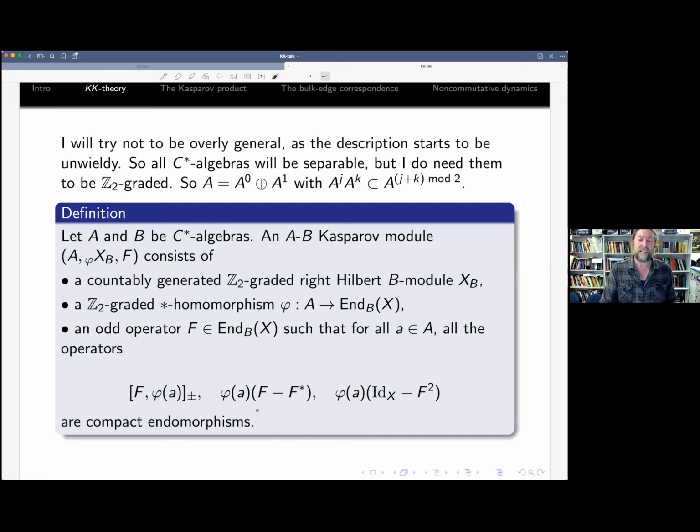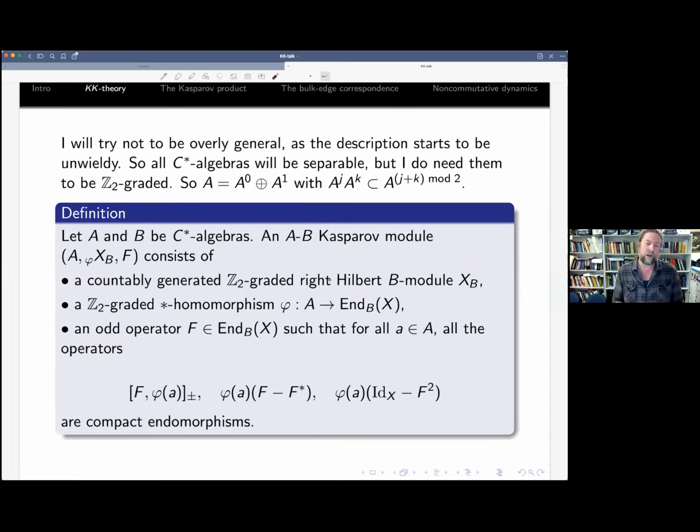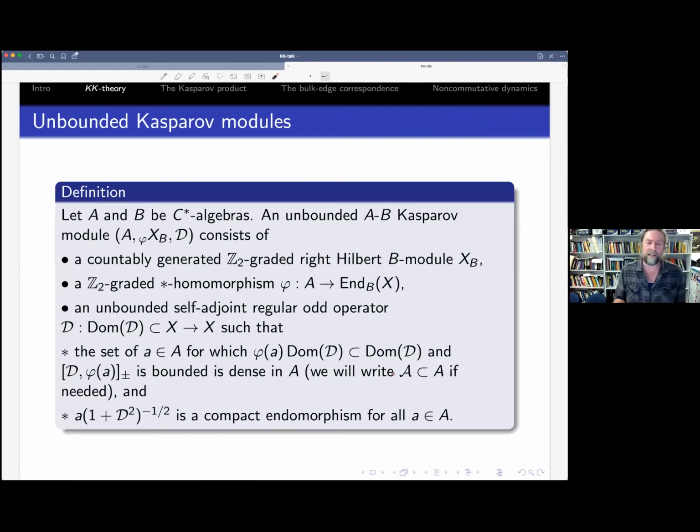Okay, so that's the bounded ones, and that's what you build KK-theory out of. The more geometric version is an unbounded Kasparov module. It starts off exactly the same. We have a right module over B, a left action of A. And what we're going to do is replace the operator F, which, roughly, is an order 0 pseudodifferential operator. This says that it's elliptic. It's not entirely obvious, but that's what they say.